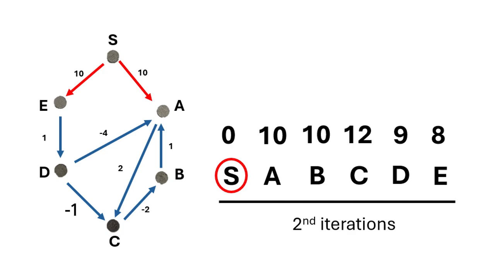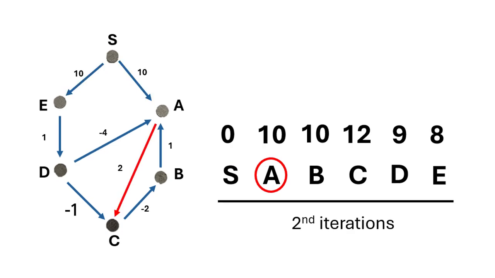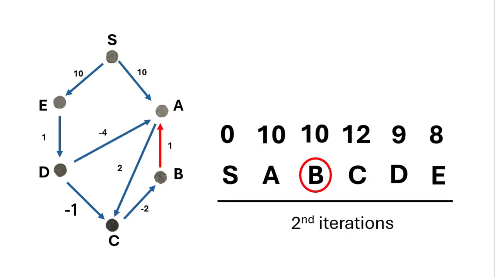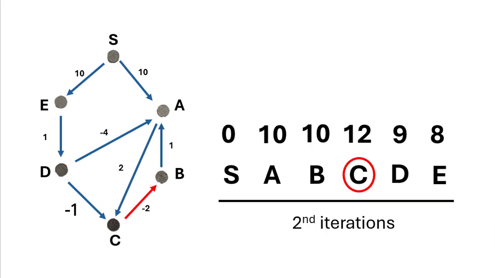Notice its edges don't improve our distance, so we don't update the table. Same thing with A, B, and C. Their edges don't improve our shortest path, so we don't update the table.